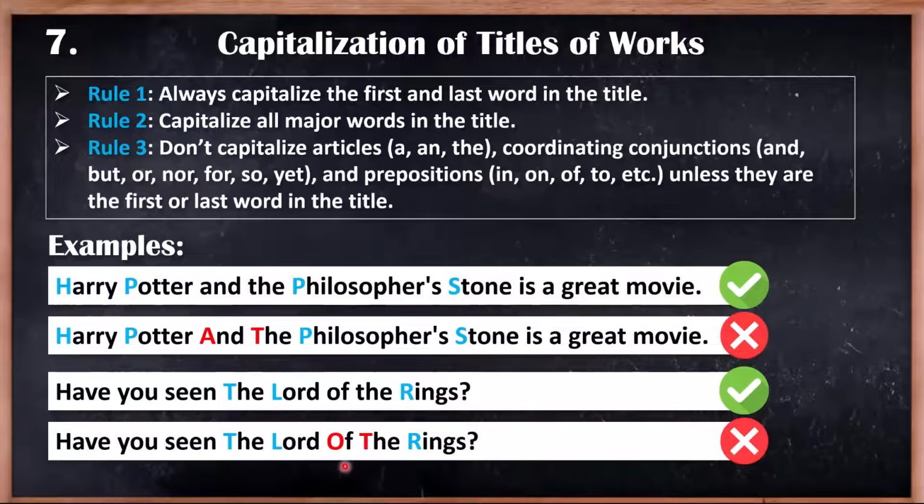And this would be incorrect. Have you seen The Lord of the Rings? Because we have a preposition here and an article. So these are the most important rules when it comes to capitalizing titles of works.